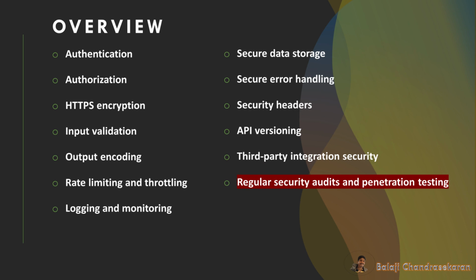In regular security audits and penetration testing, conduct regular security audits and penetration testing to identify and remediate security vulnerabilities proactively. As part of compliance and regulations, ensure compliance with relevant regulations such as GDPR, HIPAA, and PCI-DSS, depending on the nature of the data being handled by your API.